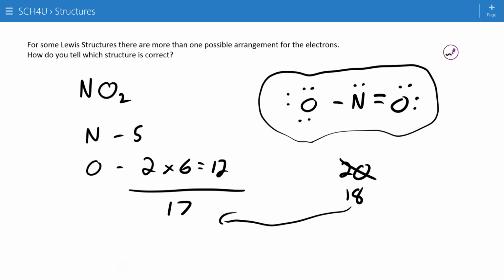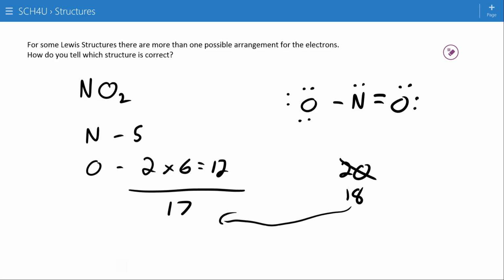But the question becomes, what electron do I remove? The most sort of mindless answer would be to say, well, nitrogen's the guy with the odd number of electrons in the first place. Shouldn't I remove one of his? And we might find out that that's true. But there is a better way to predict which atom is most likely to lose the electron in this case.